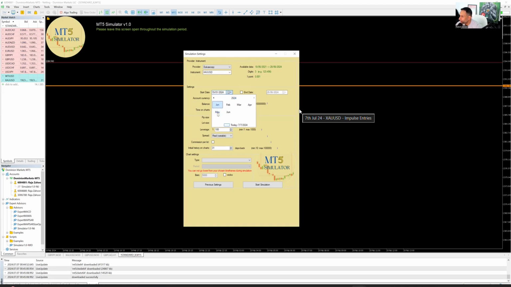So we have May 19th. USD balance. We're going to start with the big boy balance, which is going to be 5,000. 5,000, believe it or not, is a big boy balance. And leverage 1 to 100. Spread variable is fine, no problem. History on the charts, we want to see 250, whatever. Standard chart period is going to be 15.